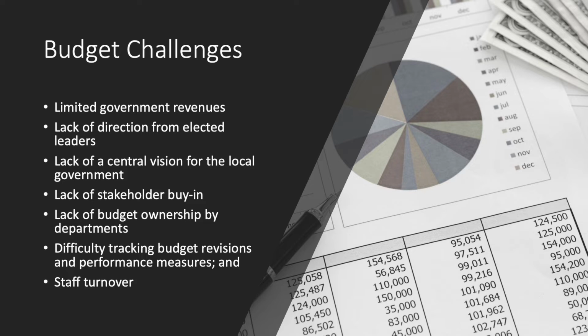Vision, stakeholder engagement, and performance measures are all key aspects of developing any kind of budget, particularly at the local level. And while this lecture is focused on local and state budgeting and performance, you will note that these issues also apply to the federal level. It's really just a matter of magnitude.